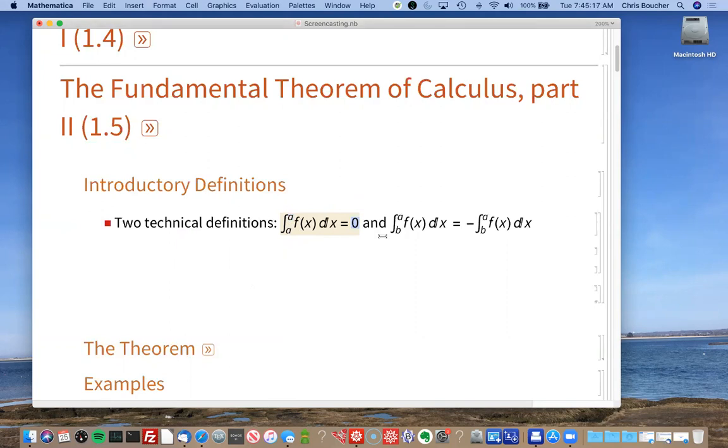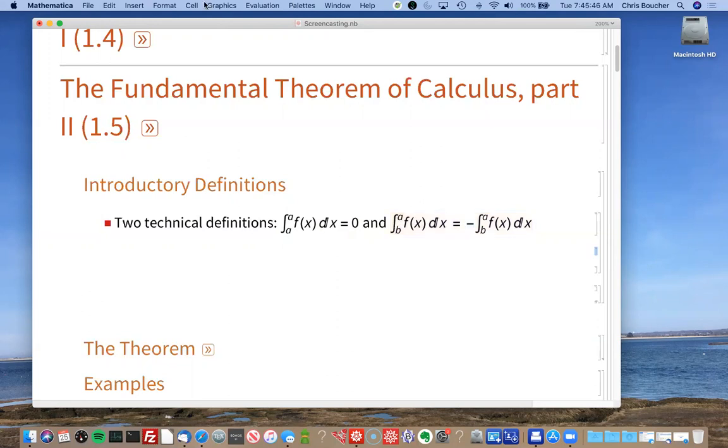The other technical definition is that if you integrate backwards, and you will notice on that integral right there, the limits of integration, our tradition is to go from a to b. This is going from b to a. And the point of this equation is that you can flip the limits of integration by introducing a minus sign. I don't remember actually if we covered that in the previous video or not, but we'll mention it now.